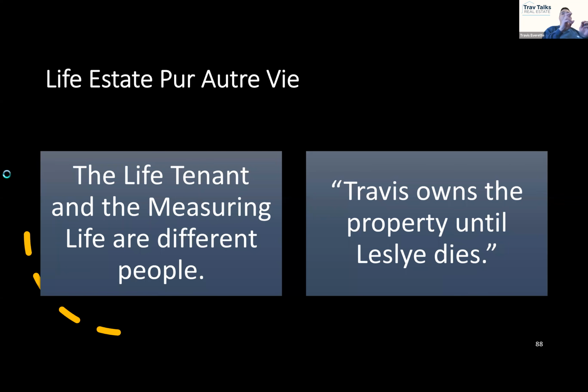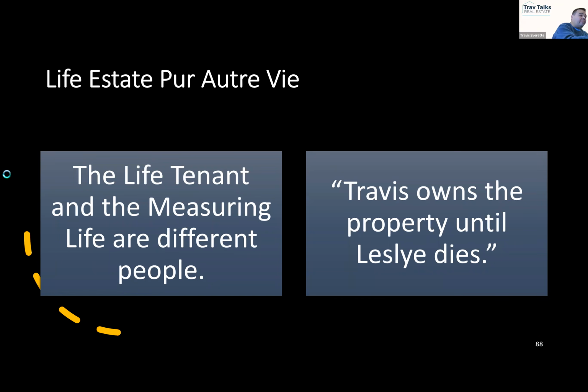If there are two different people serving those roles, you cannot just look at these questions and see two different names, because there might be four names in these questions. You have to specifically ask yourself, who is the life tenant and who is the measuring life? Flo owns it until Praveen dies. That was the example we were using earlier. Is that the same person who's the measuring life and life tenant, or two different people serving those roles? Different.